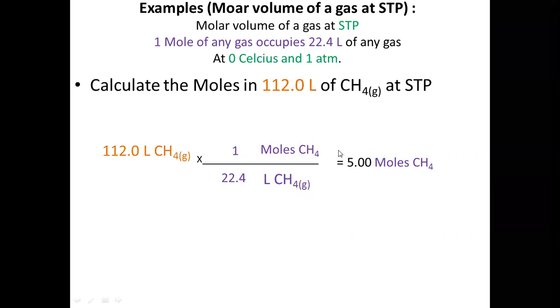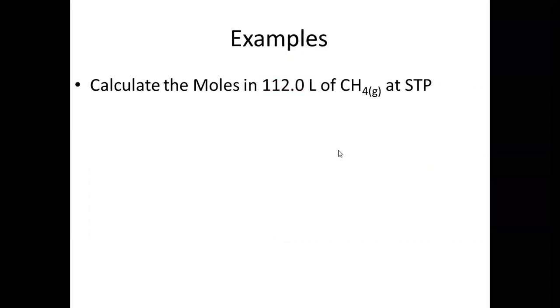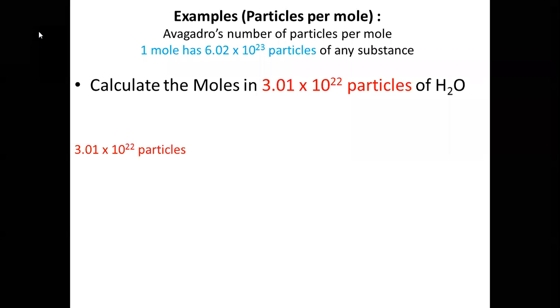So let's move on and do the last example. The last one, we're talking about calculating the moles in 3.01 times 10 to the 22 particles of H2O. In this problem, we're going to talk about calculating the moles of a certain number of particles. In this case, we're talking about water. So I have 3.01 times 10 to the 22 particles of water.